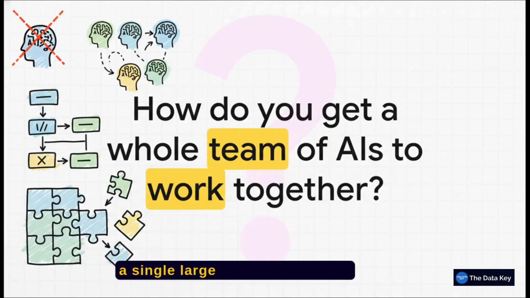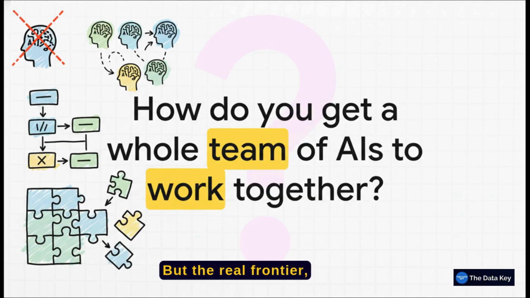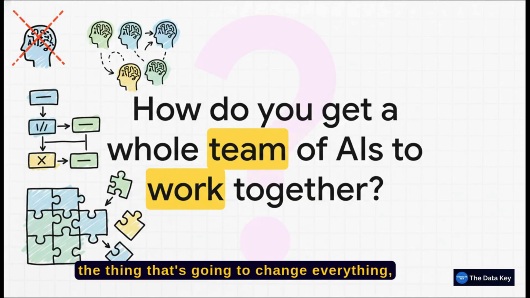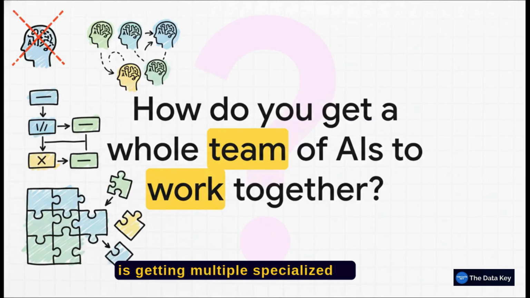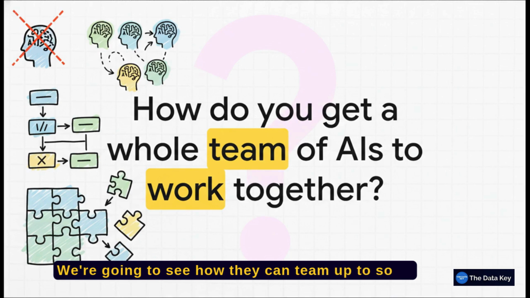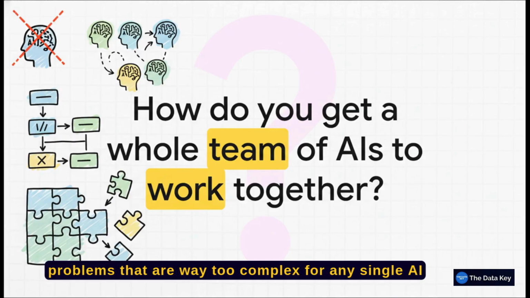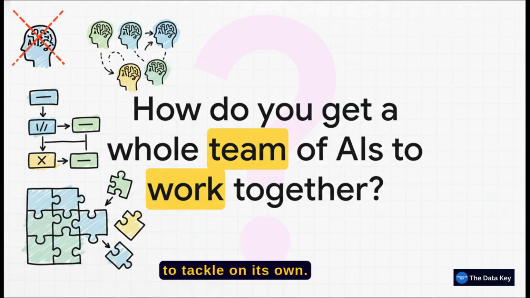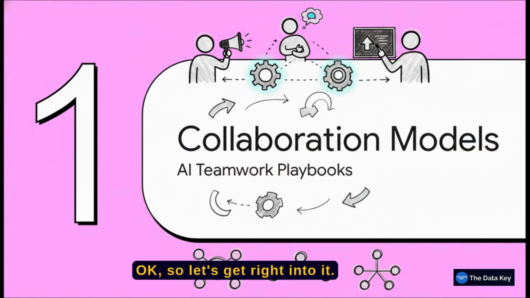You know, a single large language model is incredibly powerful, for sure. But the real frontier, the thing that's going to change everything, is getting multiple specialized AI agents to cooperate. We're going to see how they can team up to solve problems that are way too complex for any single AI to tackle on its own. Okay, so let's get right into it.